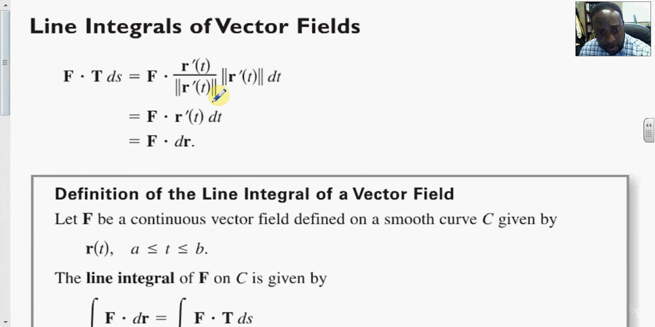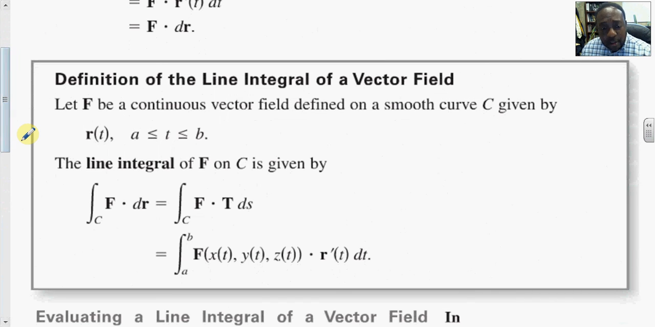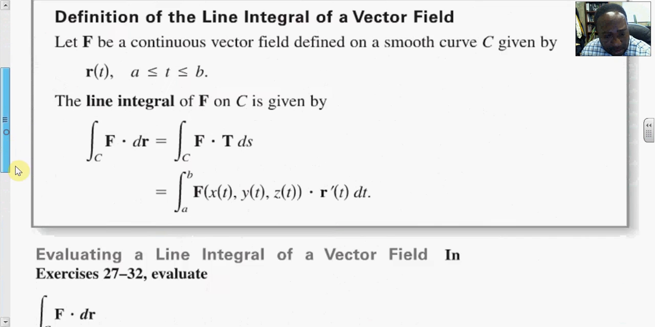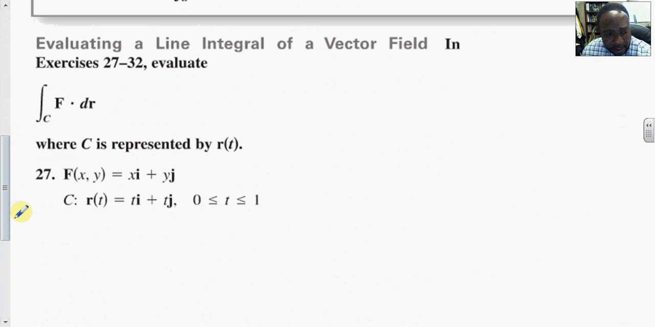You recall that from chapter 12. And then ds is the norm of r prime dt. Well, the norms cancel, and so all you have left is the dot product of F with r prime of t dt. And so that gives us the line integral itself, the dot product of F with dr. So this is the line integral in differential form. So we use that here to work. Let's work this problem.